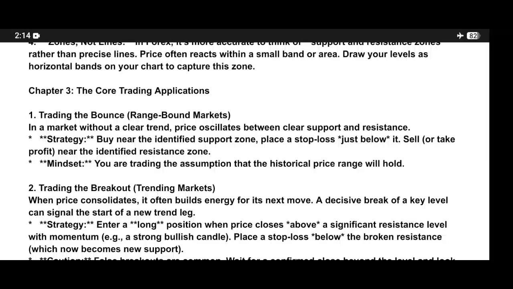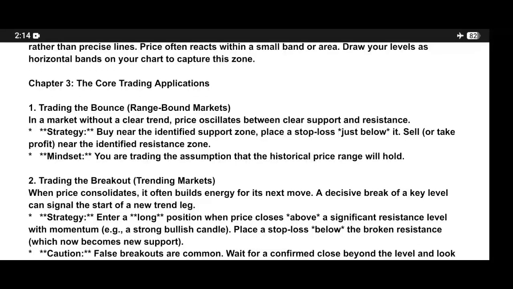What are the strategies you need to follow? Number 1 is buy near the identified support zone. Place a stop loss just below it.